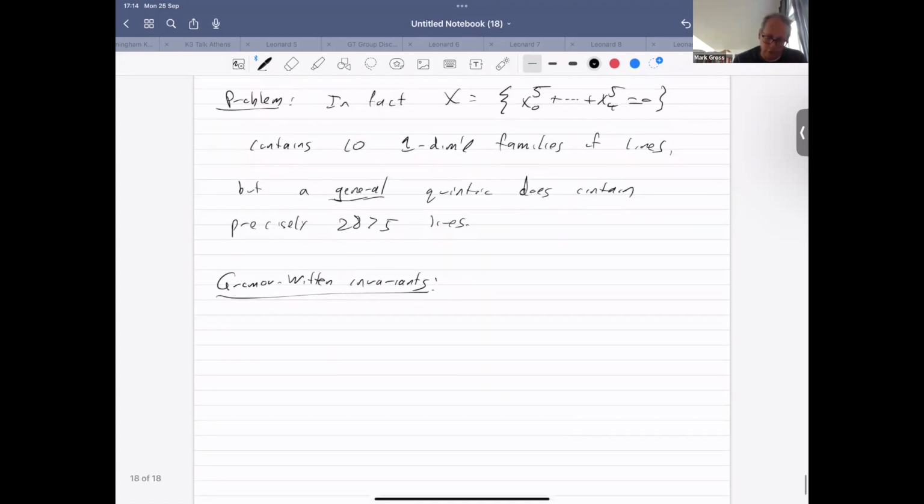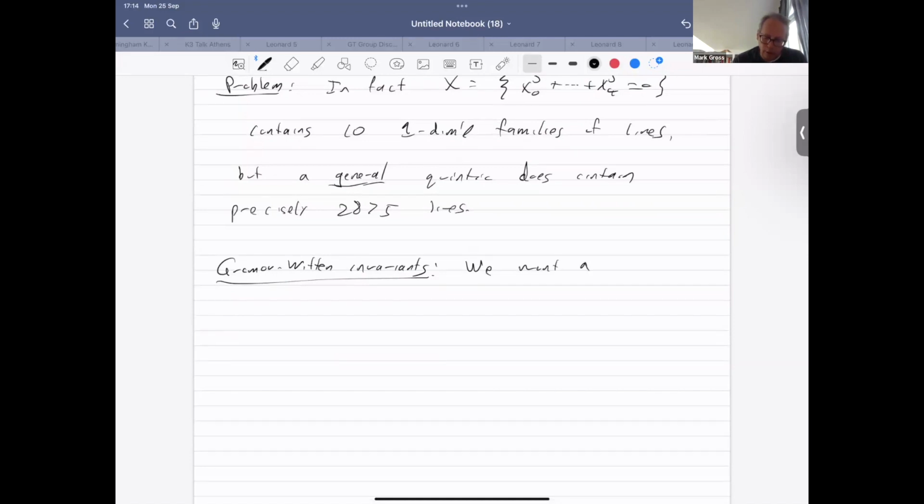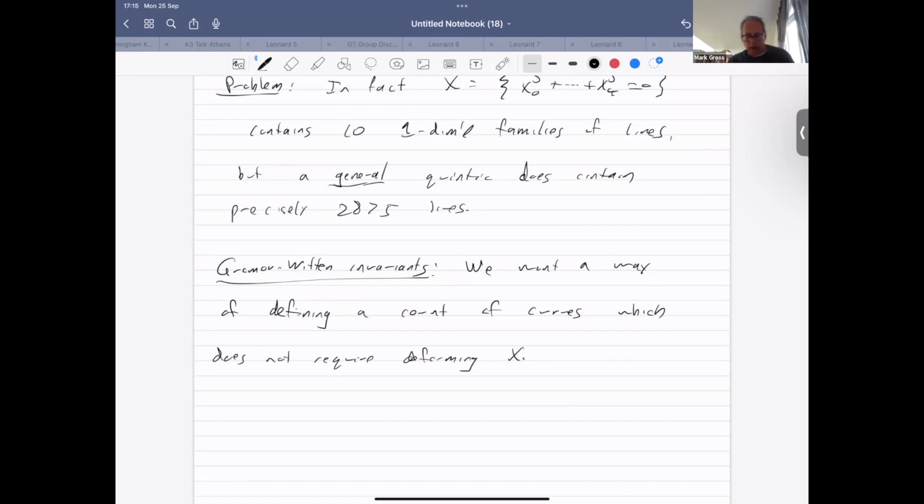So here we want a way of defining a count of curves which does not require deforming X. In particular, there are examples where if you really want to count curves correctly, you'll have to deform X away from being a complex manifold, but all the way to an almost complex manifold. And that enters the realm of those symplectic definitions of Gromov-Witten invariants, which I don't want to talk about. So rather, I want to sketch for you how we define these counts inside algebraic geometry.